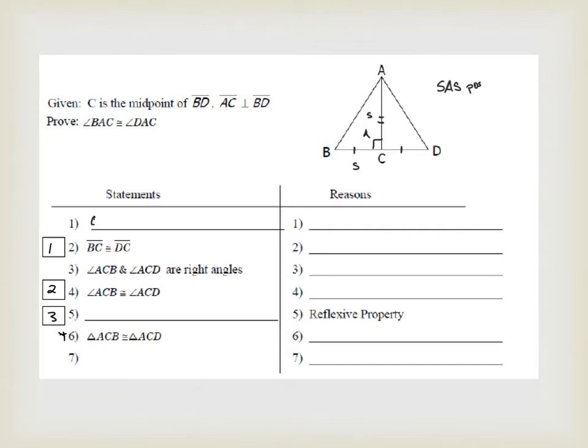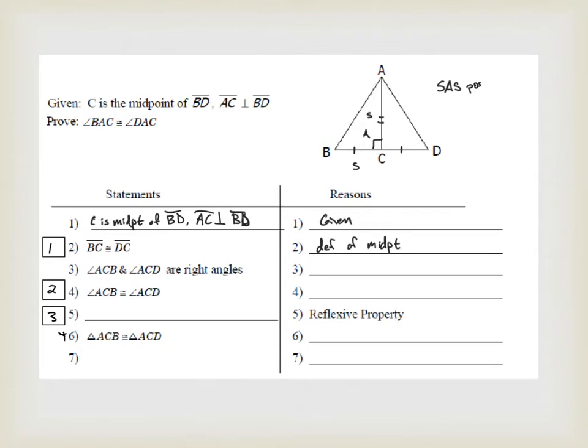So our first is the given. Don't forget your notation. This is our given. Next, we know that BC is congruent to DC. We've already marked that, and that is because of the definition of midpoints.